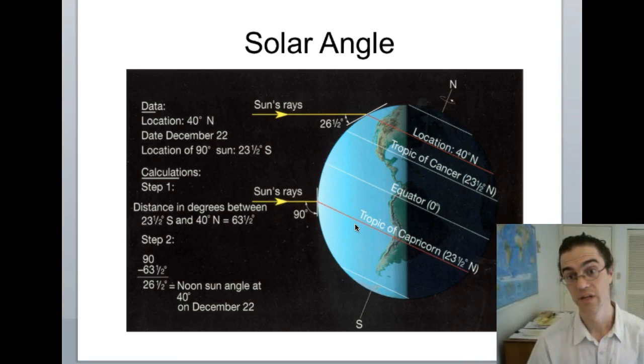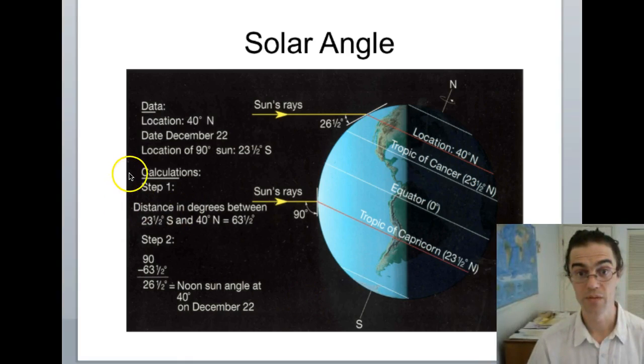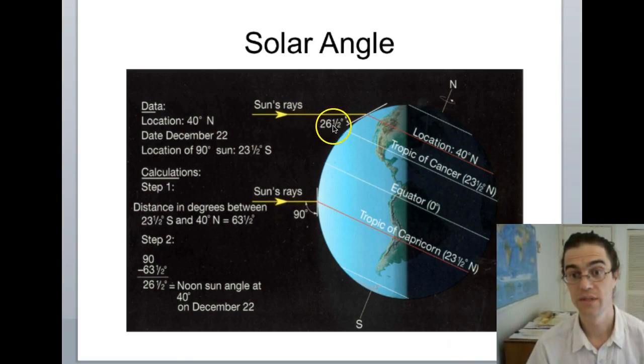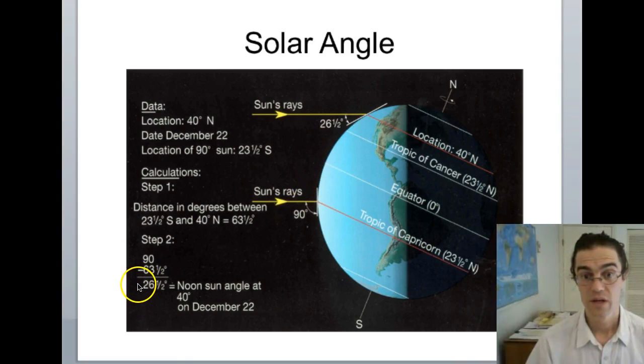23.5 degrees south. That's a little typo on the image there. So, calculation step 1, the distance in degrees between 23.5 degrees south and 40 degrees north. We add those, since they're two different hemispheres, equals 63.5 degrees. So we can imagine that across the Earth there, across the curvature.